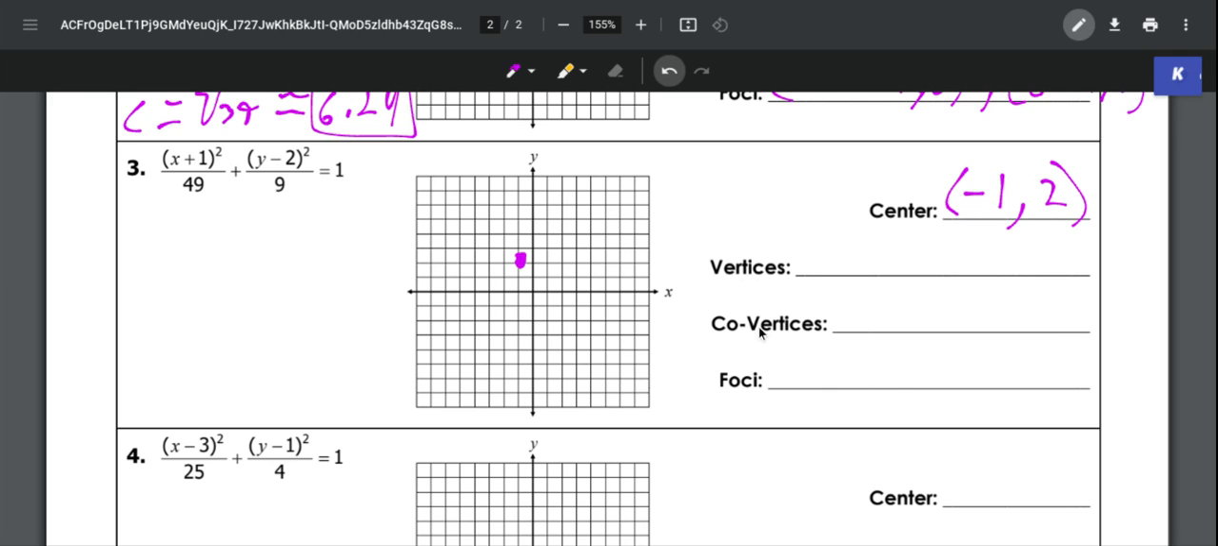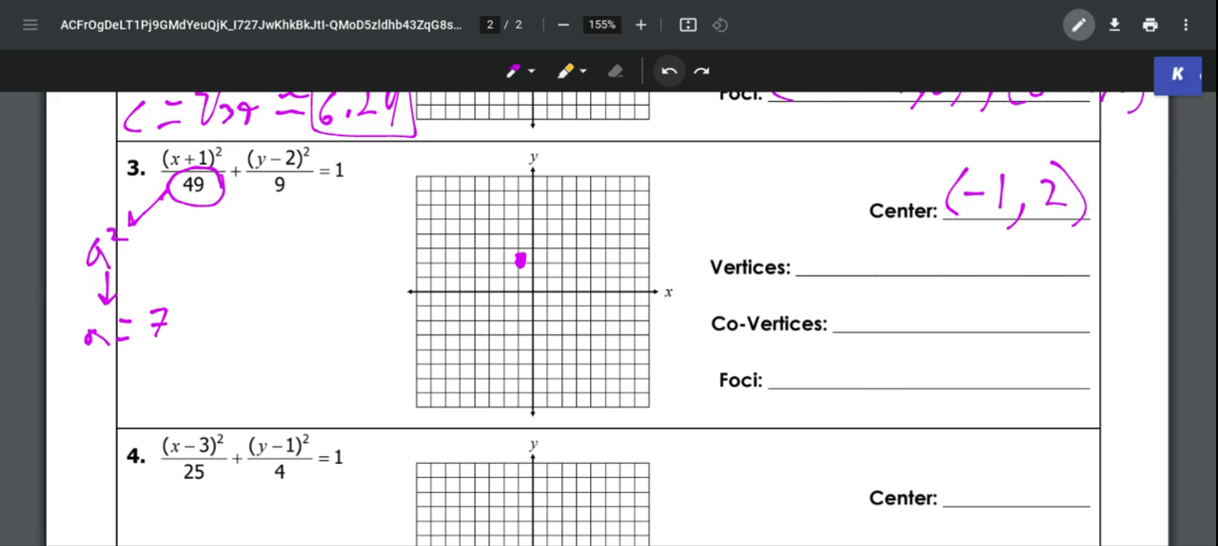And our vertices come from the larger exponent, or the larger denominator. So the larger denominator here is 49. That is a squared. And that tells us that if a squared is 49, a is just going to be 7. So our vertices here are 7, and we need to know, are we counting to the right or left from the center, or up or down? And since it's under the x variable, that tells you that you're going to go right and left. So we're going to go 7 units to the right of our center.